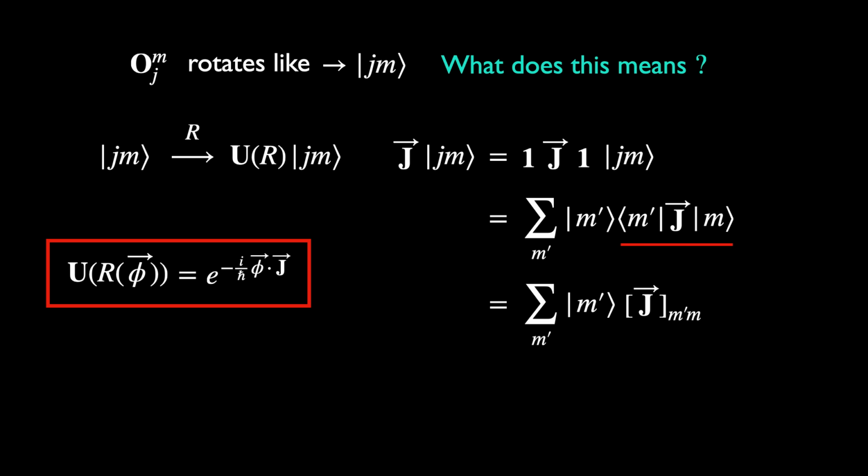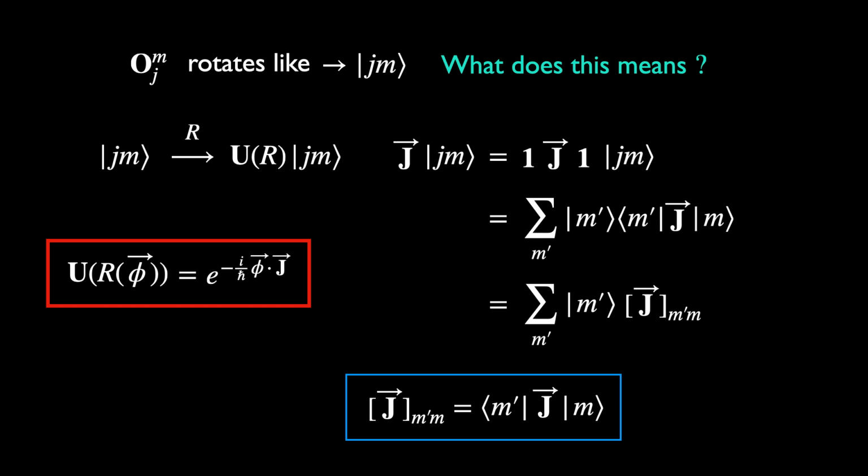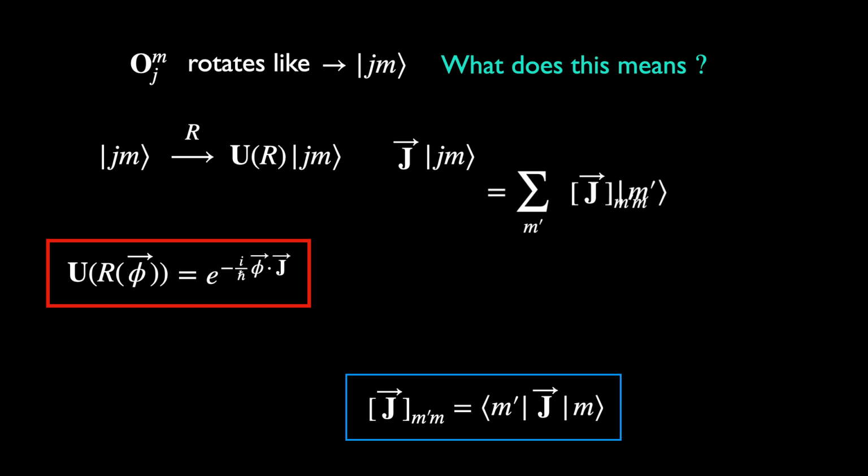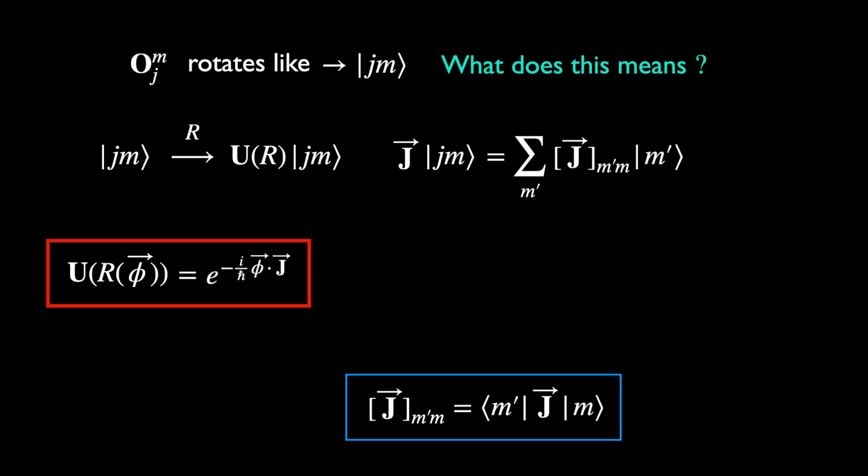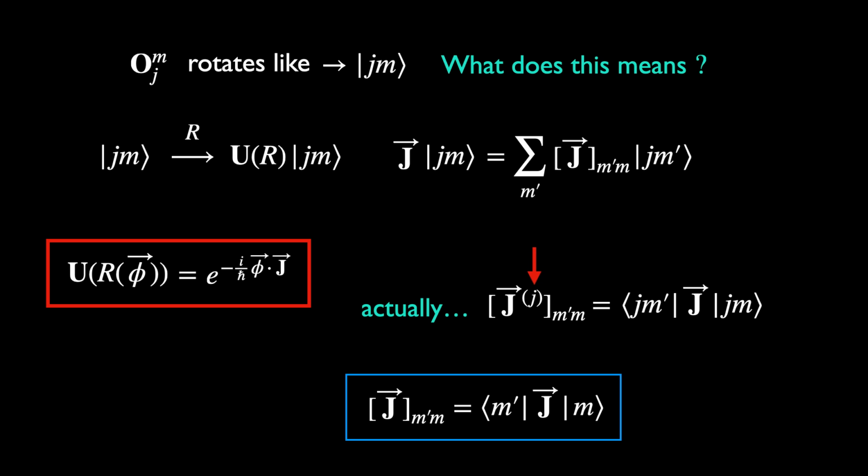Let's notate this matrix element by a square bracket. Thus, by specifying the matrix in the blue box, we will be able to describe the action of the generator J on any state in the J multiplet. To be clear, let's write the quantum number J explicitly just this once. Actually, the matrix below should also be labeled by J, but we shall omit it as long as this is clear from context.